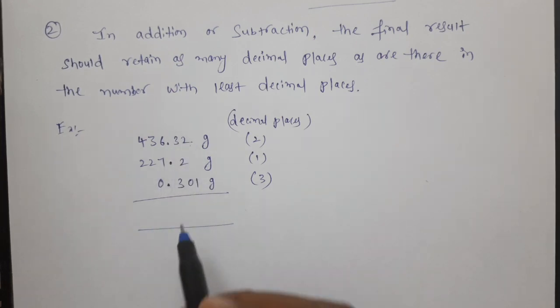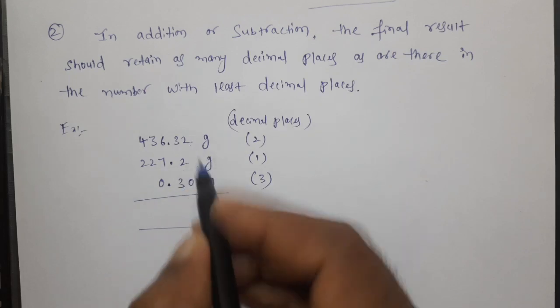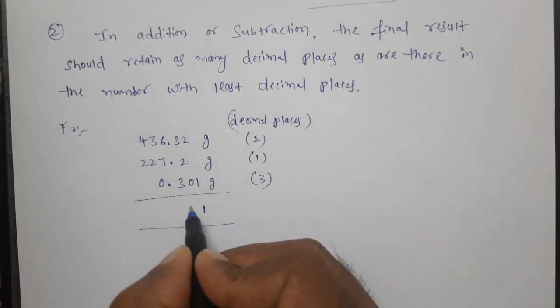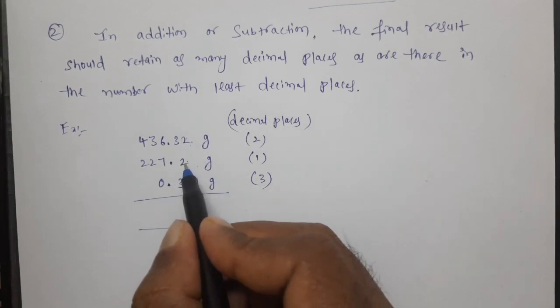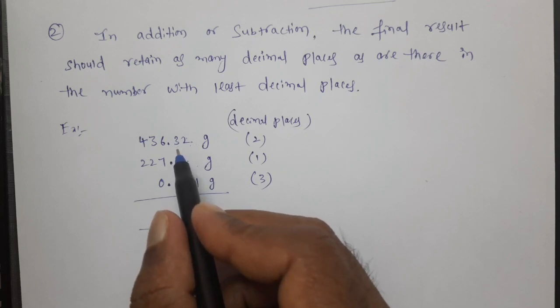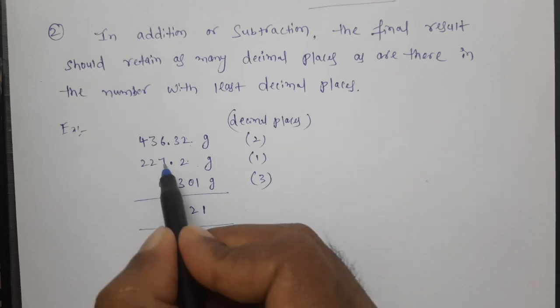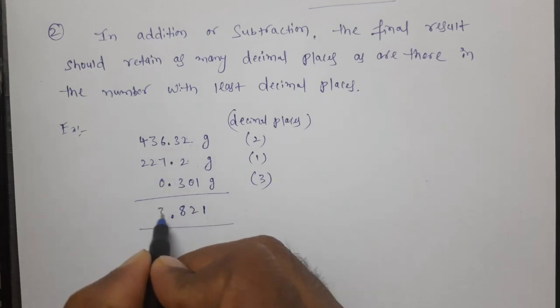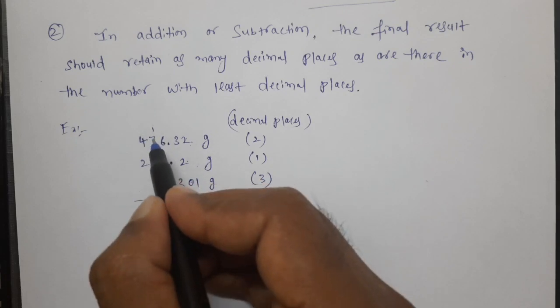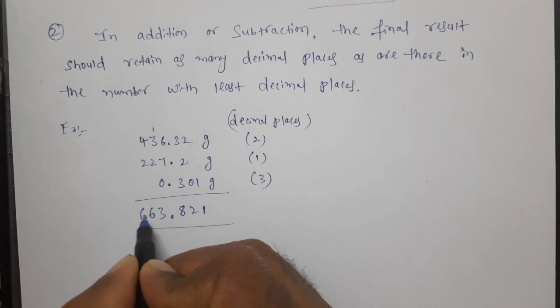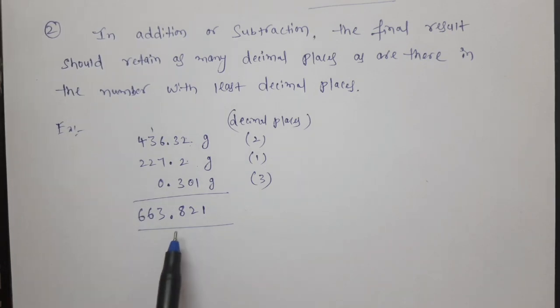Now add. Nothing is there, so here we get 1, as it is. And 0, here we have 0, here we have 2. So we will get 2. 3 plus 2, 5. 5 plus 3, 8. We will get 8 here. Point. 7 plus 6, 13. Of course we will get 1 here. 3 plus 1, 4. 4 plus 2, 6. And 4 plus 2, 6. So we are getting 663.821.